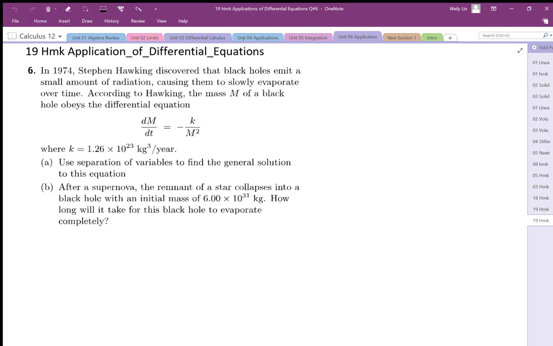This question talks about black holes and says that Stephen Hawking found they emit a small amount of radiation, causing them to slowly evaporate over time. According to Hawking, the mass of a black hole obeys the differential equation dm/dt = -k/m². So this basically means that the rate of change of mass is inversely proportional to the square of the mass. Part A says use separation of variables to find the general solution.